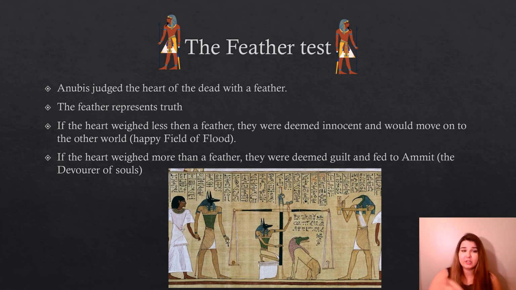So they used this old-fashioned scale. If you look at the screen, you can see in this hieroglyphic depiction, this is what the scale was. And then there's a heart on one side, and then the feather on the other. So this person right here is being tested to see if he can move on to the afterlife. They believed if your heart weighed less than the feather, you were an innocent and good person and could move on to the happy fields. But if your heart weighed more than the feather, you were deemed guilty and a bad person, and your soul was fed to the devourer of souls.